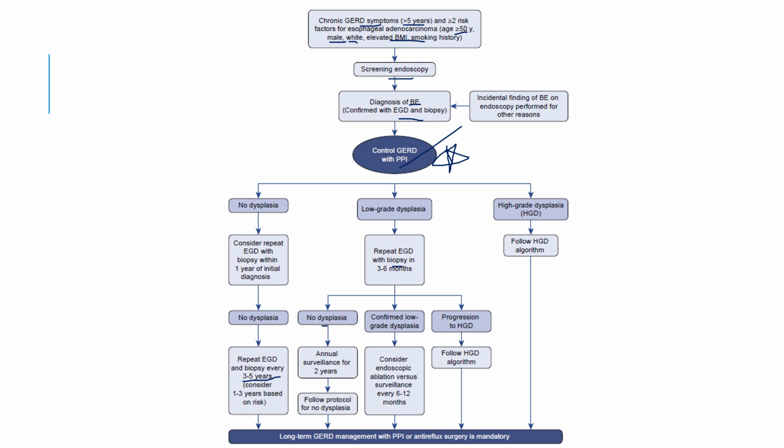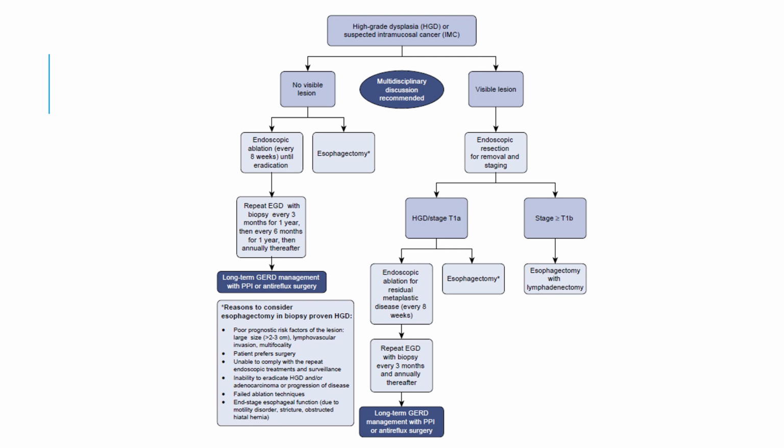If it is showing no dysplasia, in 3 to 6 months you can repeat the biopsy. If it is showing no dysplasia, then annual surveillance for 2 years. If it is no dysplasia, then you can repeat every 3 to 5 years; you can follow the protocol for non-dysplasia. If it is confirming low-grade dysplasia again after 3 to 6 months, then you have to do endoscopic ablation, okay, or surveillance every 6 to 12 months. If it has already progressed to high-grade dysplasia, then you follow the algorithm of high-grade dysplasia.